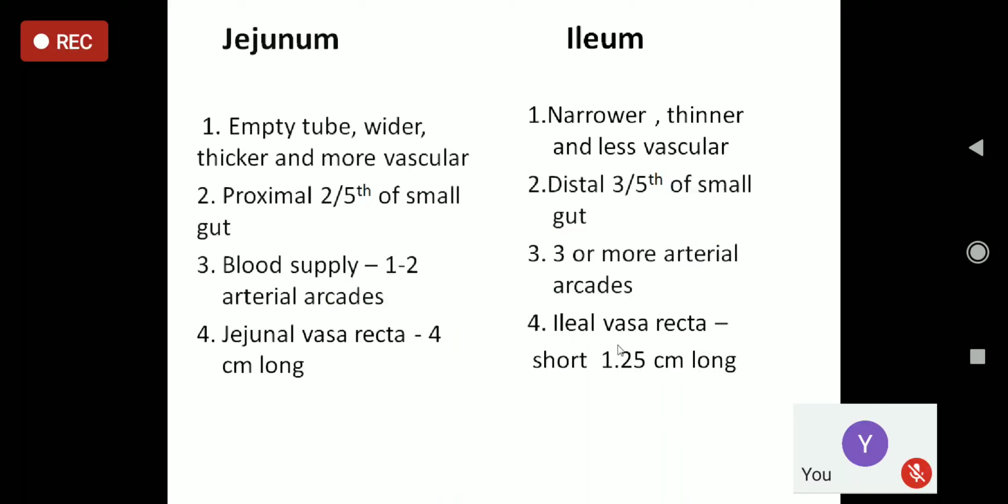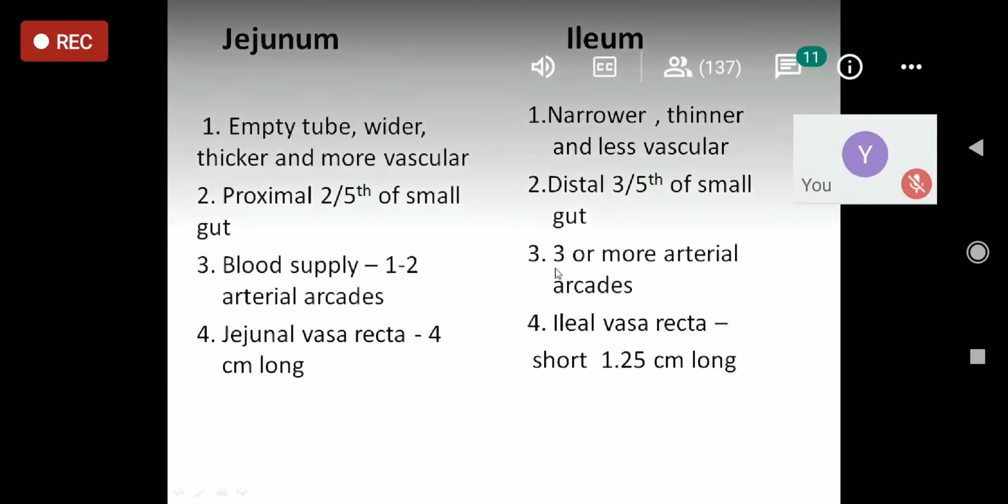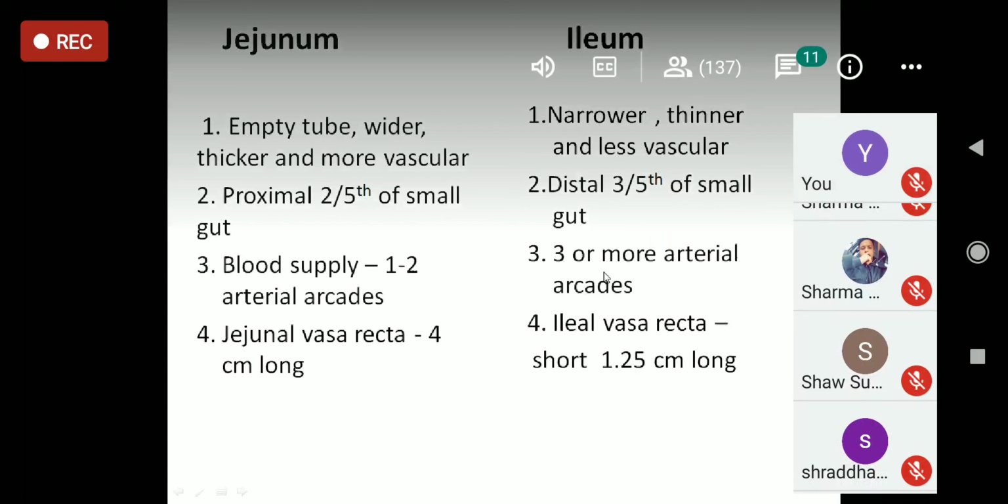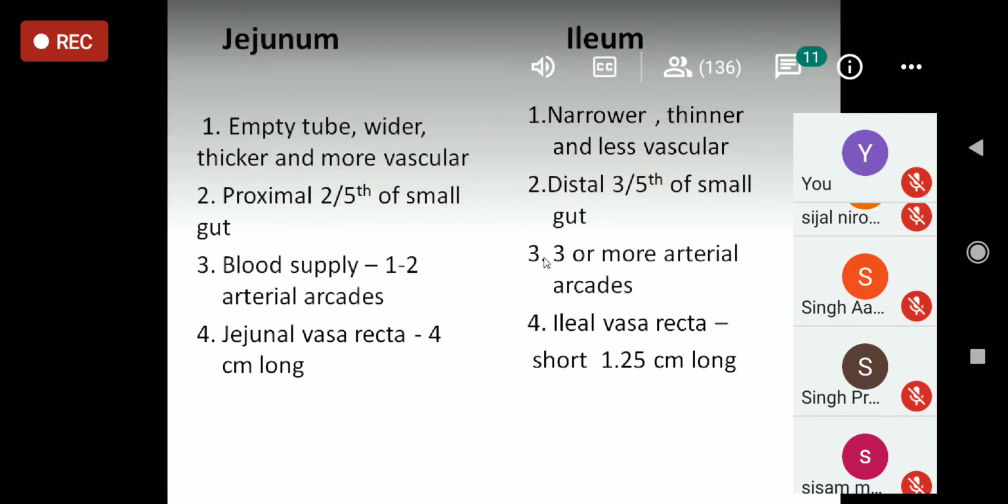Now come to the difference between the jejunum and ileum. Now it's just a revision. The jejunum is an empty tube as said, whereas the ileum is usually loaded. It is 4 centimeter wide. The jejunum is wider than the ileum, and it is more vascular than the ileum. Among the coils of the small intestine, the proximal 2/5 is the jejunum, whereas the distal 3/5 is the ileum. The jejunum is supplied by 1 to 2 rows of arterial arcades, whereas the ileum is supplied by the ileal branches, which form 3 or more arterial arcades.